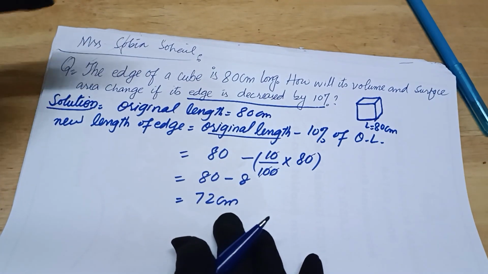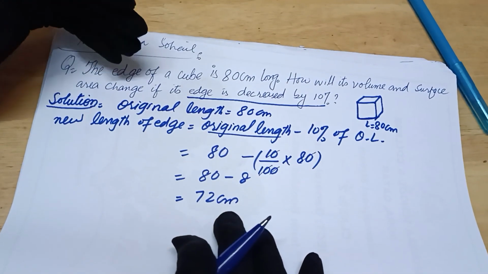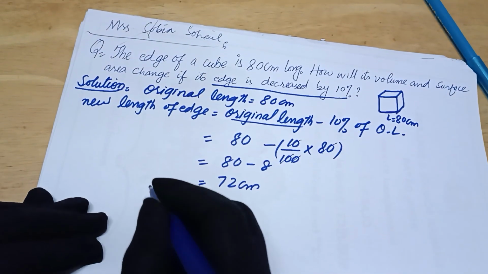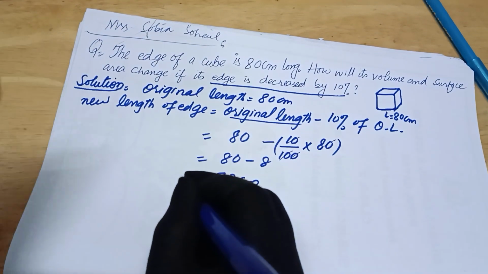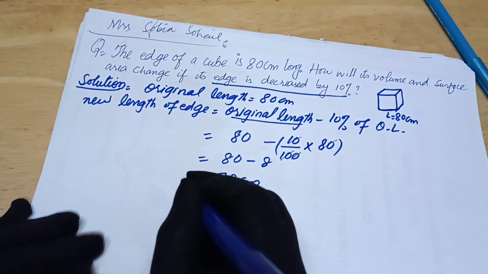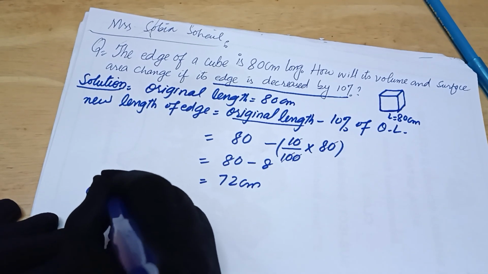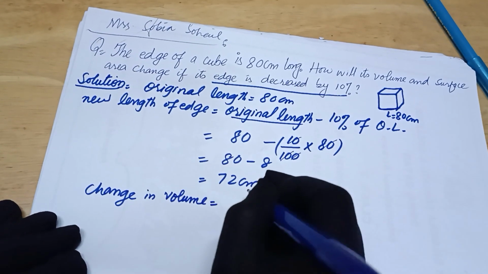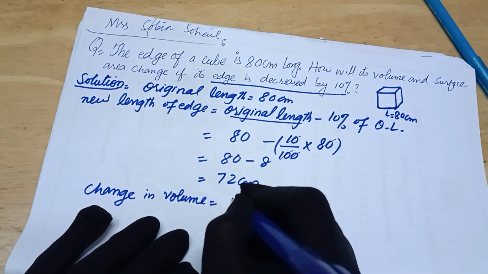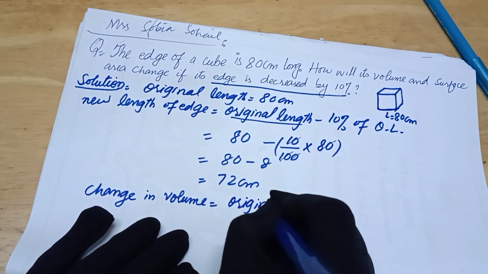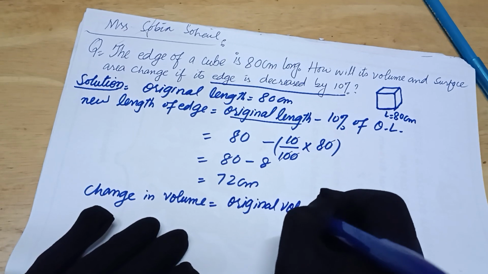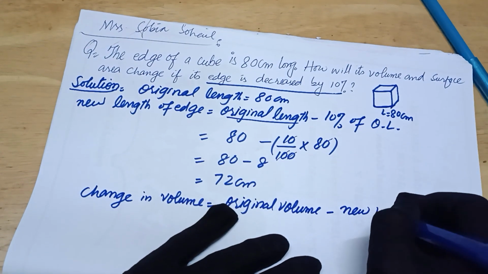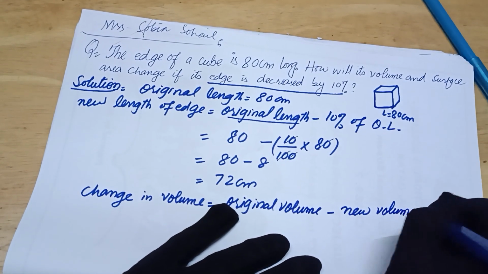Now what they are asking is how will its volume and surface area change. First we find the change in volume. You can write straightforwardly, the change in volume is the original volume minus the new volume, because the new one was smaller, that's why we will subtract the new volume.